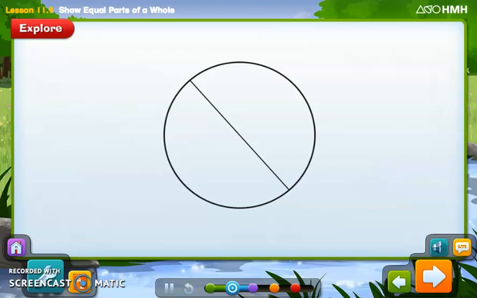This circle shows equal parts because the parts are equal in size. What about this circle? Does it show equal parts? This circle doesn't show equal parts because this part and this part aren't equal in size.